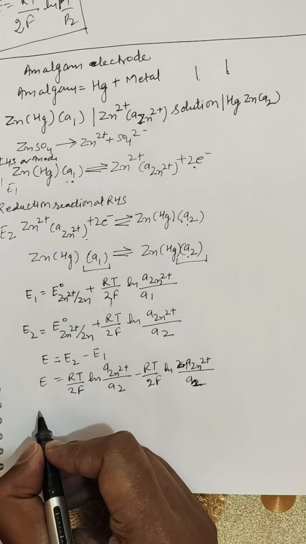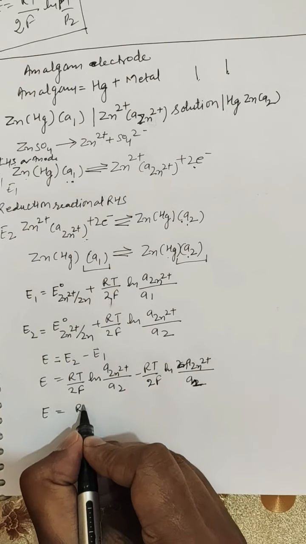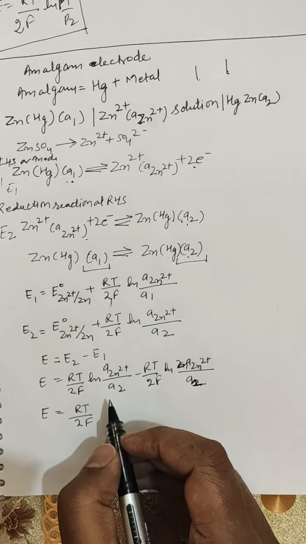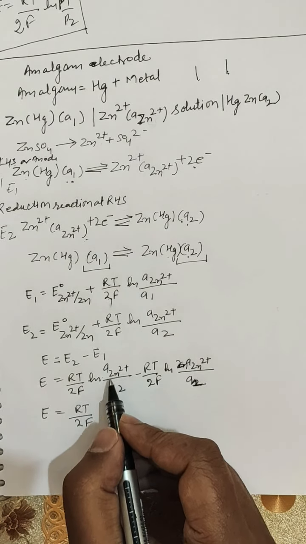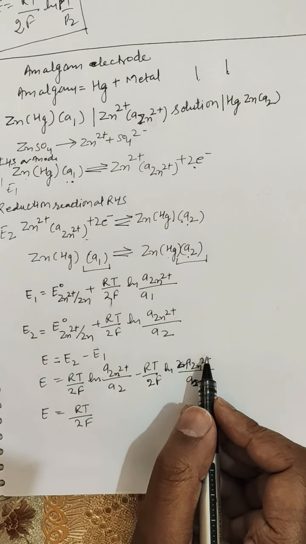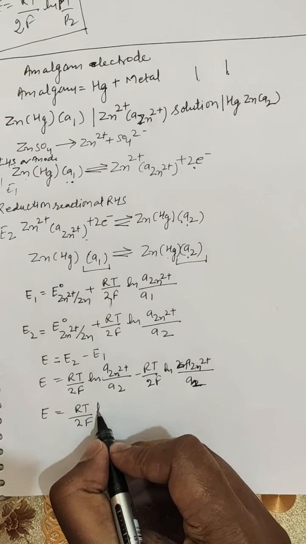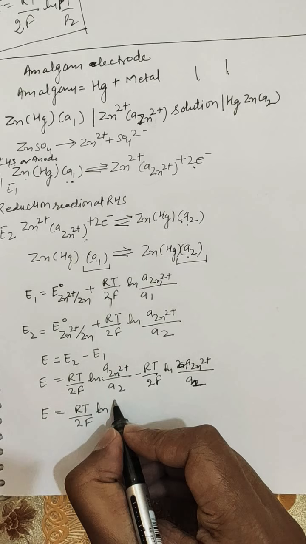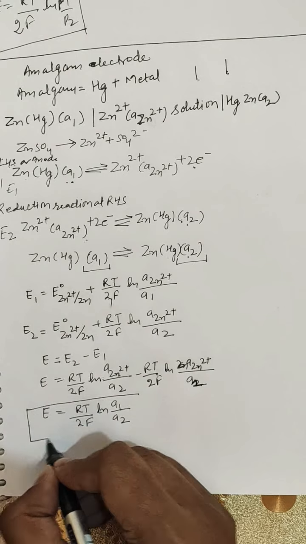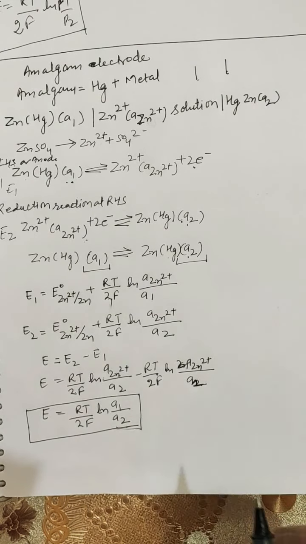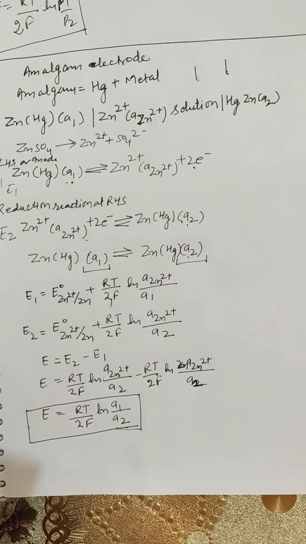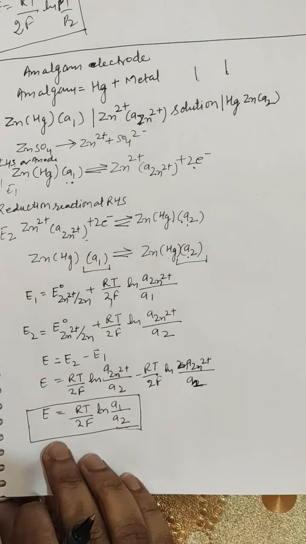So after simplifying this equation we will get E is equal to RT/2F, because this factor is common in both the equations. Further, after solving this equation, the ln A Zn2+ and Zn2+ terms will be cancelled, and the basic result we will obtain is ln of activity A1 over activity A2, where activity means the concentration. So this is the expression for the metal amalgam electrode cell that is without transference. So this is the cell without transference.